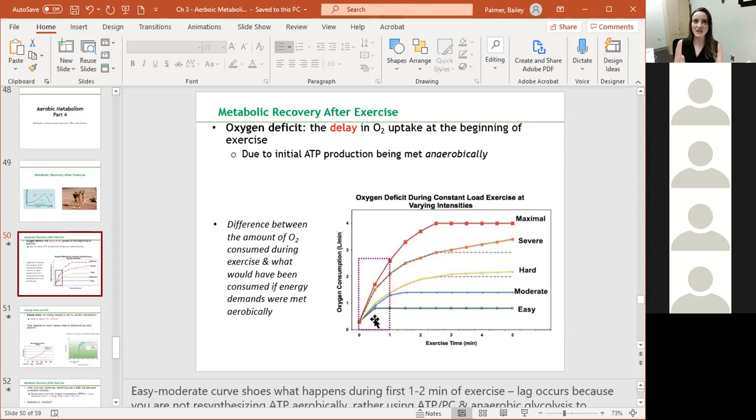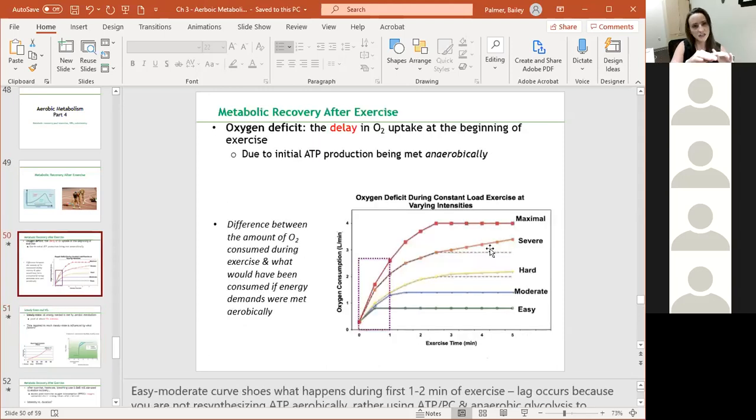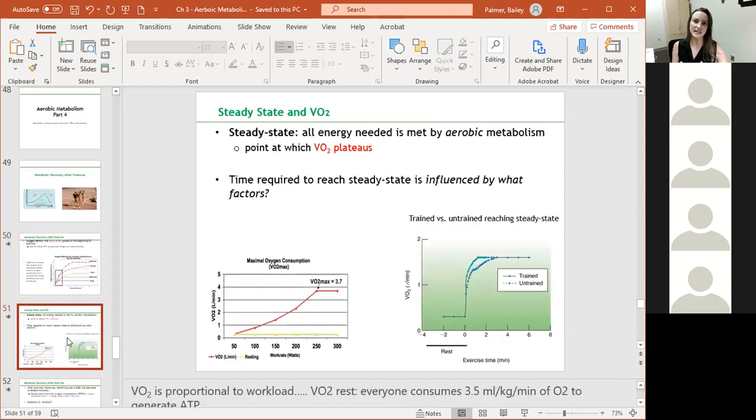But once we hit this level out point, we realize that we're at steady state, and that's what shows right here, where all of our ATP is being met aerobically. So this is when our VO2 plateaus off. So you see in this picture, it levels off. So steady state is also an exercise intensity that we can maintain without having a drastic change in our oxygen consumption. So it's where oxygen consumption is steady.